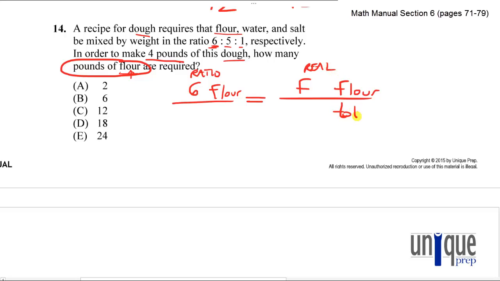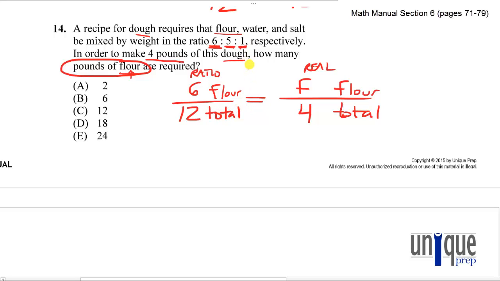So what I'm going to do is put that total of 4 pounds in the denominator on the right. Now, what is the corresponding total from my ratio numbers? Remember, in the last couple of pages that we've done, we've seen a couple of examples of this where we have to add our 3 ratio numbers to get our total. 6 plus 5 plus 1 is 12. So that's 12 parts total.